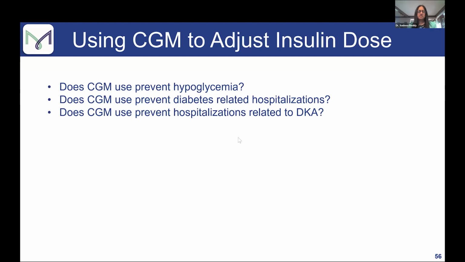Okay. So the next question is, what's the clinical evidence? Because if you're looking at a clinic with limited resources, you want to know that if you're using CGM, you're preventing hypoglycemia or preventing hospitalizations, because we all know how much one hospitalization costs. And if CGM use in the clinic prevented one hospitalization, that's going to help with costs. So let's take a look at that.